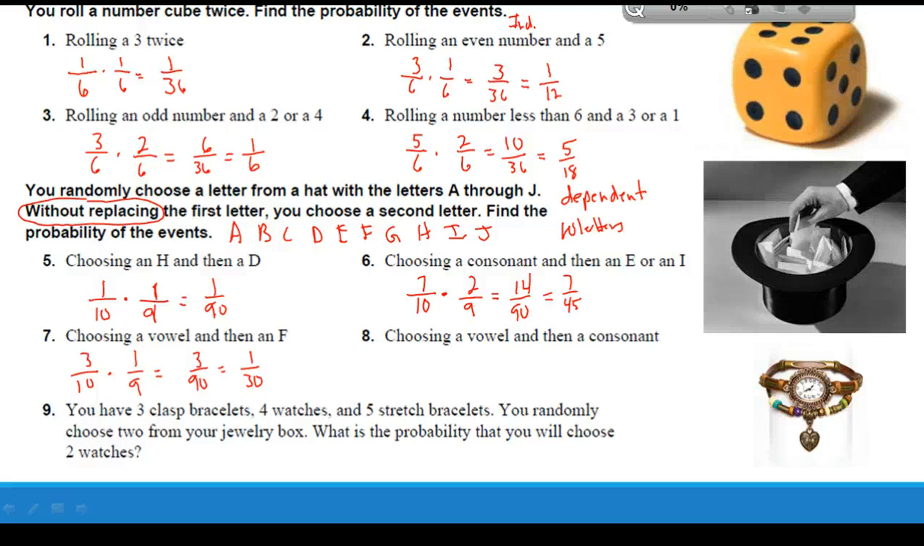Okay, and number 8, choosing a vowel and then a consonant. Remember there were 3 vowels and we have 10 choices, and then a consonant, there were 7 consonants, but we're only going to have 9 choices. So that'd be 21 out of 90.